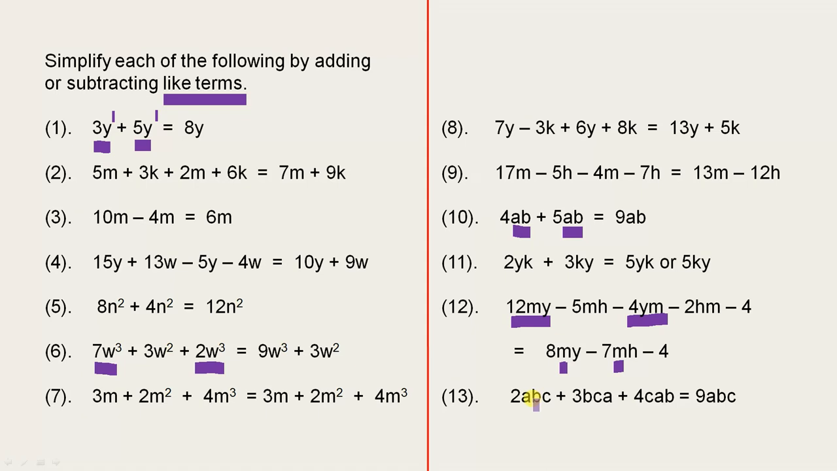And finally, 2abc plus 3bca plus 4cab. Doesn't matter what the order of these pronumerals are. We have an a, b and a c in each one. So you just add them together to get 9abc.